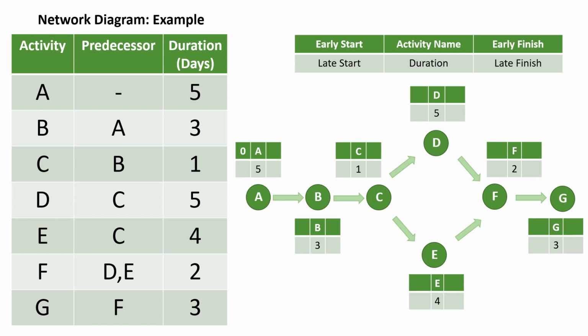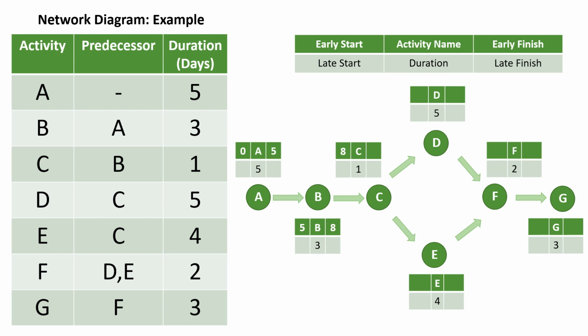We have to look at activity A. Since it is the first activity in the network diagram, it starts with 0 as early start, and we know that this has a duration of 5 days, so the early finish for this activity will be 0 plus 5, which will be 5. The early finish of activity A, which is 5 days, is carried to activity B as an early start because for activity B to start, activity A should be completed.